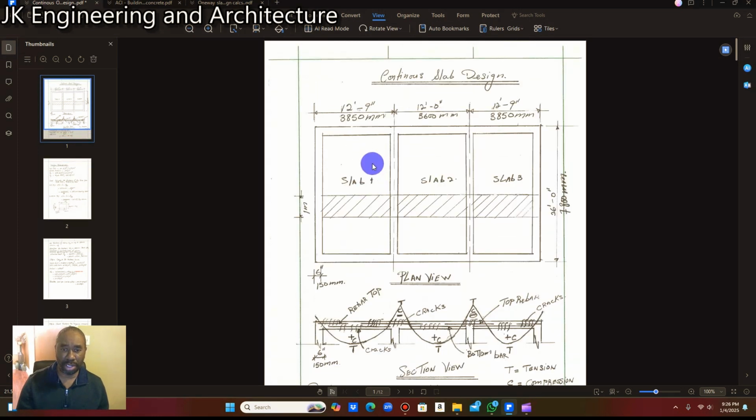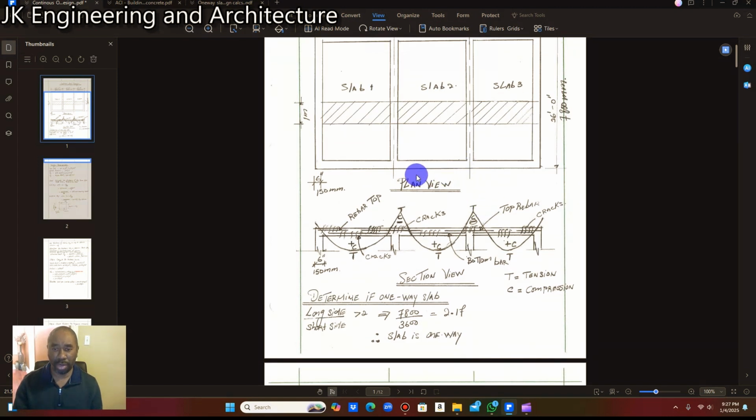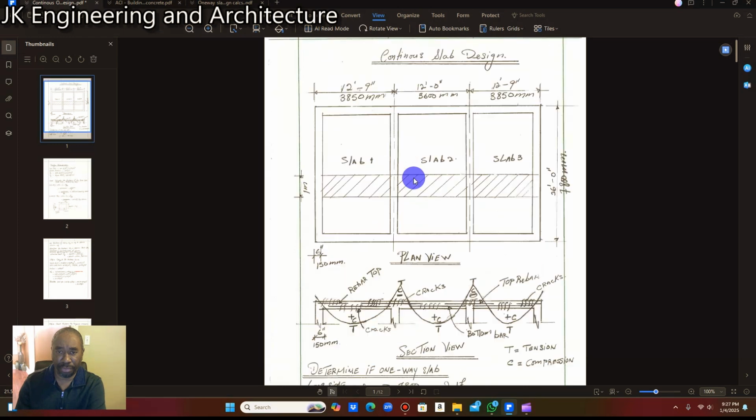As usual, when we are designing any structural member, we take a 1 meter strip, or in the event that we are using feet and inches, we take a 1 foot strip. This calculation is going to be in metric, so we're going to take a 1 meter strip, right? So the length of the slab is going to be 26 feet 0 inches or 7,800 millimeter. All right. So here we have a section through the floor slab.